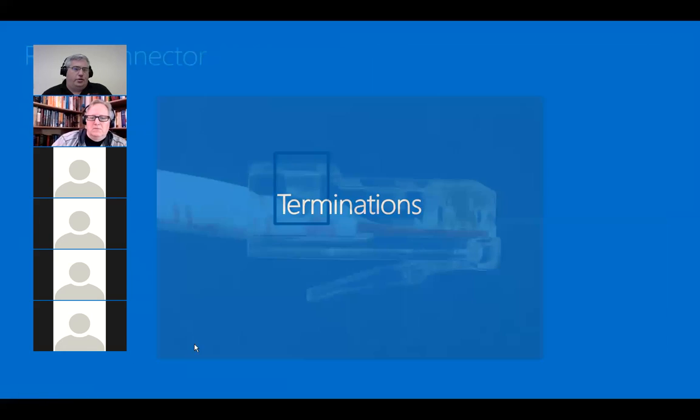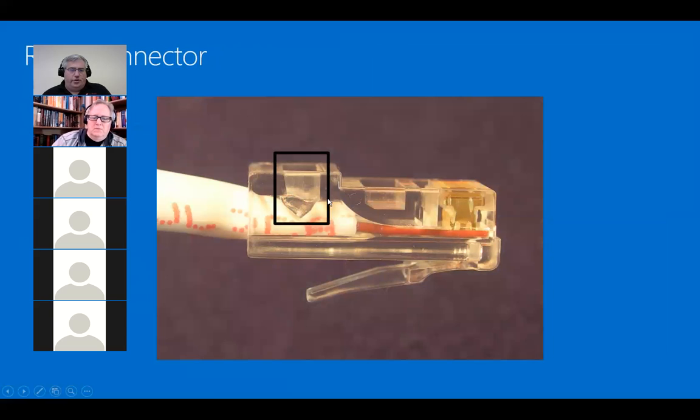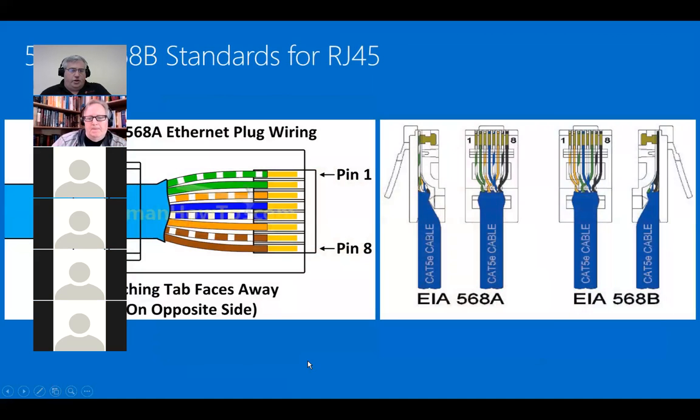Different terminators. So this is your standard, not cat, sorry, your standard RJ45 connector. And it's a crimped connector. And this kind of gives you an idea of what it looks like when you set up the different color codes. This one's an A spec. And then we have B spec over here and A spec over here.